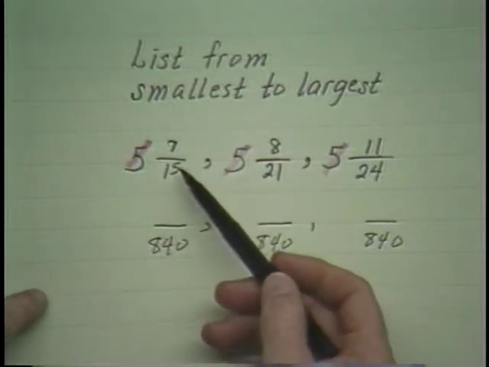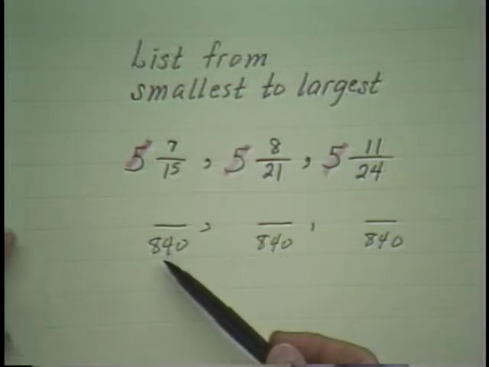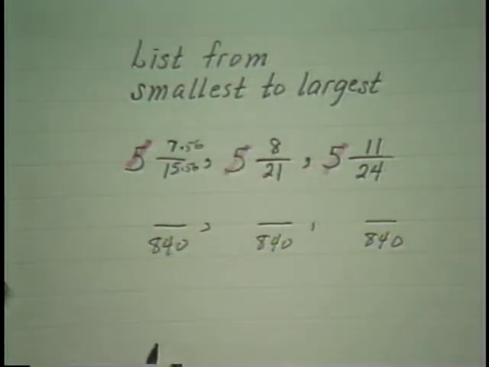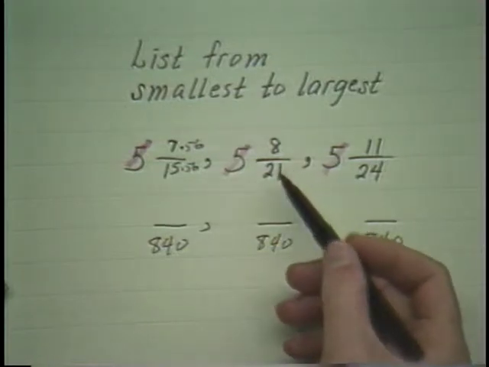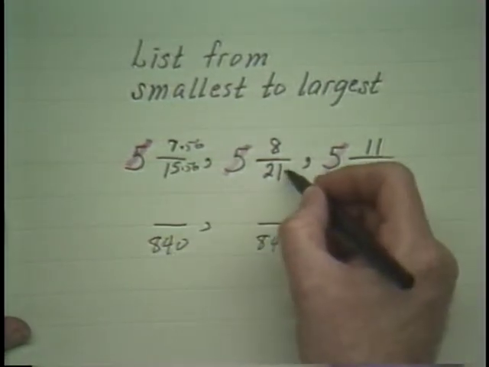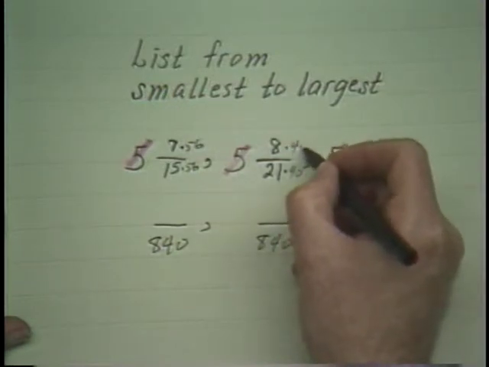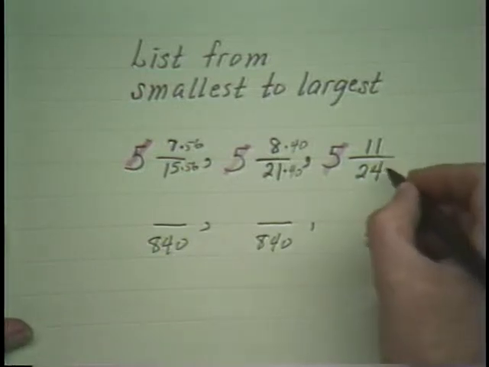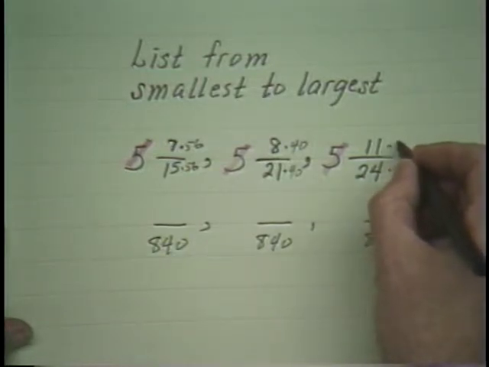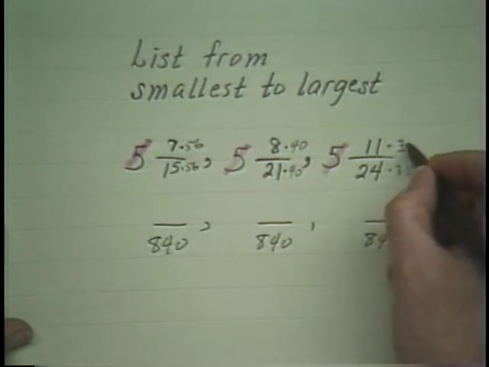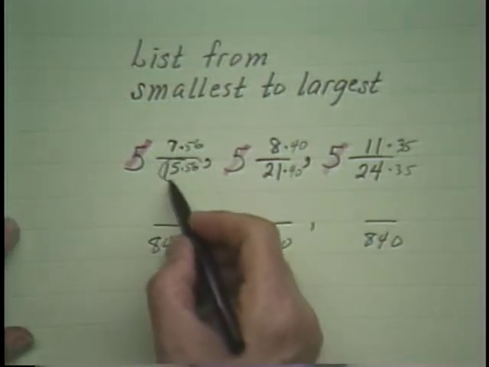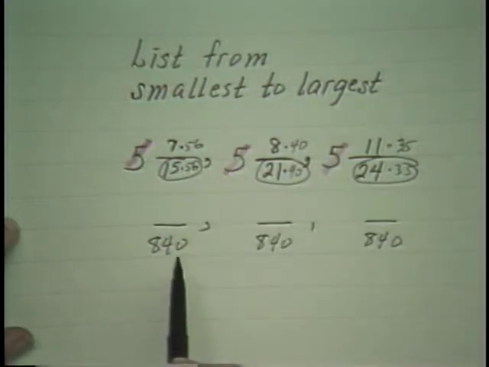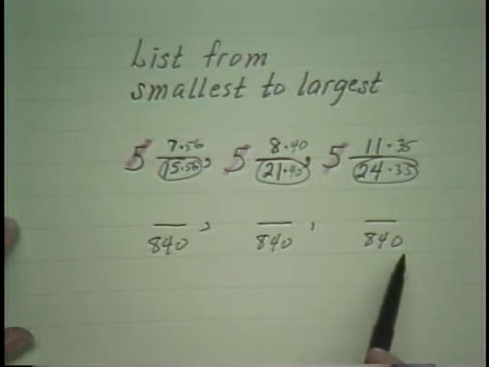Then we ask, 15 goes into 840 how many times? And that's 56. So I multiply top and bottom by 56. Then 21 goes into 840 40 times. So I would multiply top and bottom by 40. 24 goes into 840 35 times. So I multiply top and bottom by 35. Now, these denominators are all the same, although they don't look like it here. They all happen to be 840.